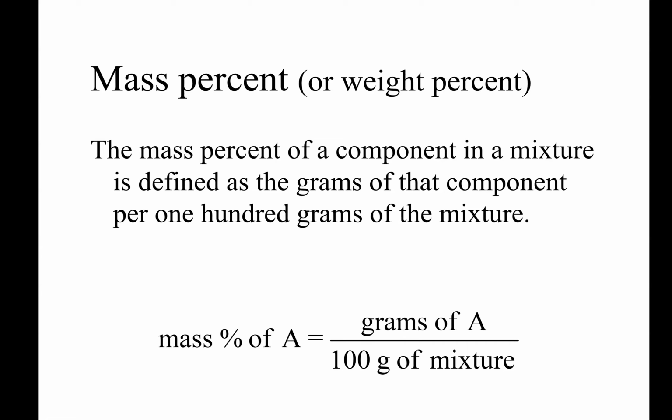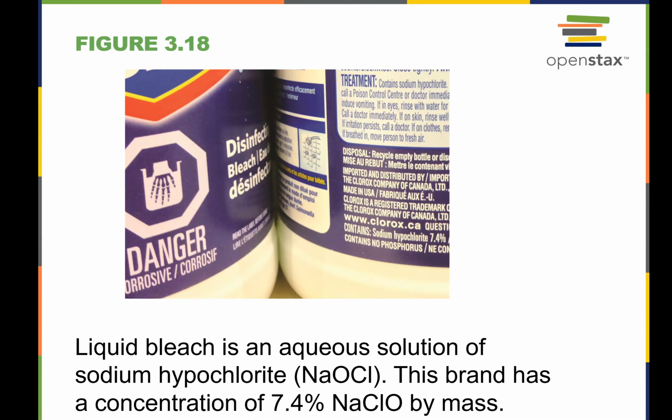So what that means is X grams of the component A. In this case it's a Clorox, so it has a lot of water, a few active ingredients, okay? Mass of the component per 100 grams of the mixture, by definition. So here's our Clorox bottle. If we focus on this one right here, we're going to talk about nomenclature.